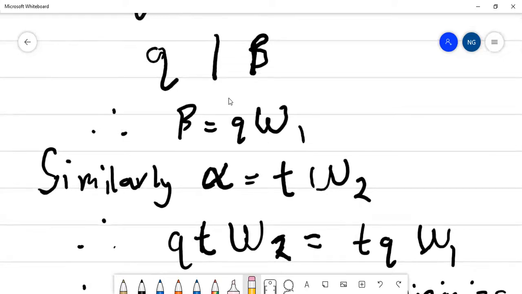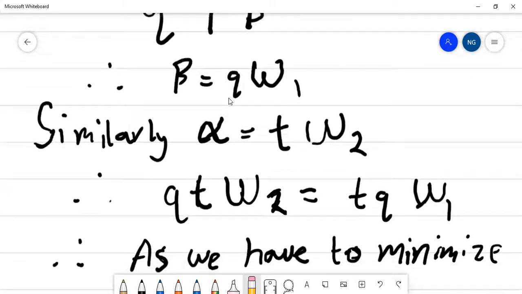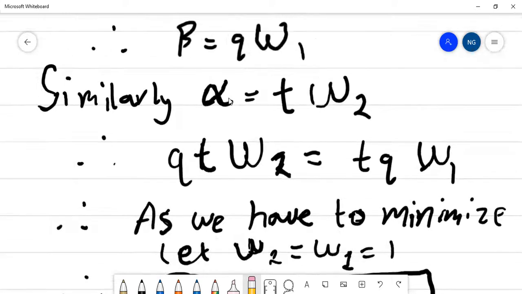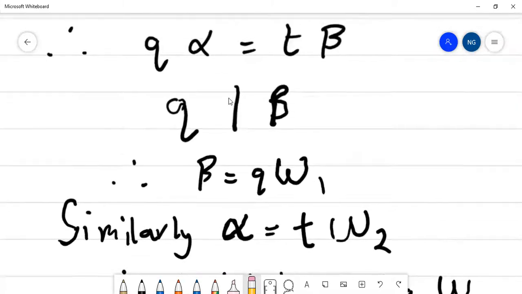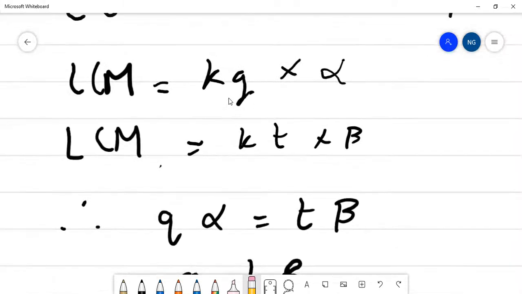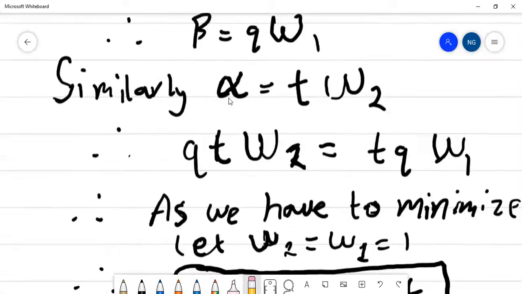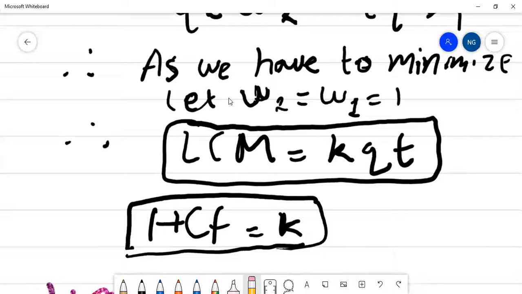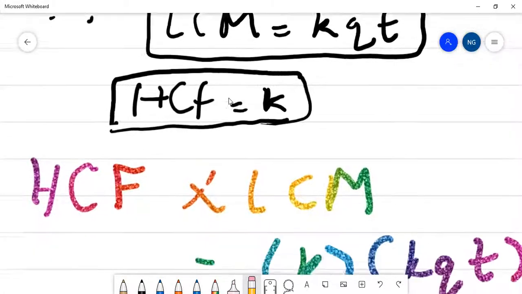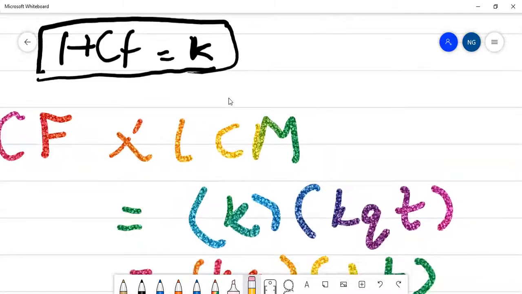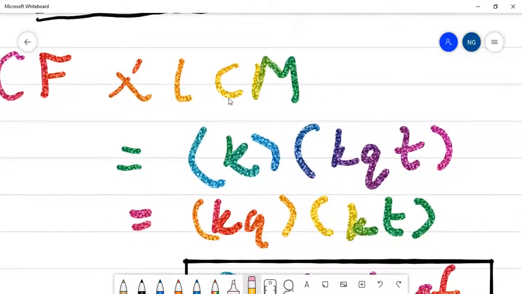And we also know that we have to minimize the multiple because it is known as the least common multiple. So we let omega 2 is equal to omega 1 is equal to 1. So we get that LCM is equal to kqt because beta is equal to q. So LCM is equal to kt into q. So LCM is equal to kqt. And we know that HCF is equal to k. So HCF into LCM is equal to k into kqt is equal to kq into kt.